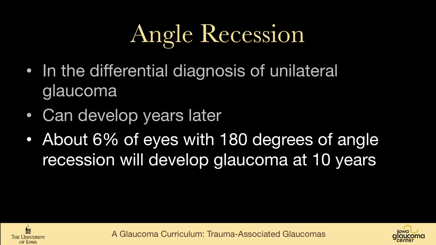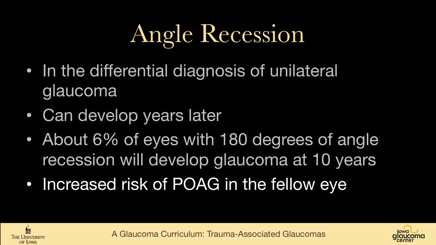It's about 6% of eyes with 180 degrees of angle recession will develop glaucoma over 10 years, so somewhat under 10% at 10 years. But when we think about young individuals who are usually the ones getting angle recession, that's a very high rate of developing glaucoma. Because most people don't develop glaucoma, it's been found that there's an increased risk of developing primary open-angle glaucoma in the fellow eye. These may have been eyes that were already predisposed to developing glaucoma.